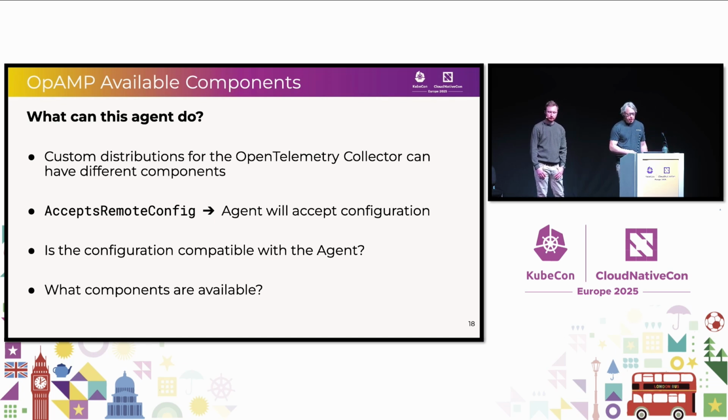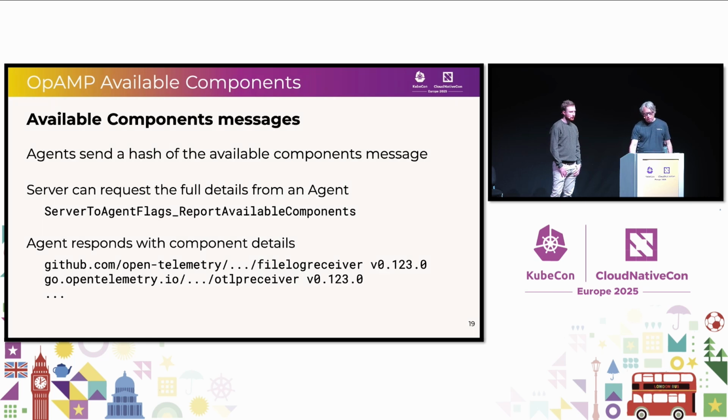We have a flag to indicate that the collector accepts remote configuration, but how do we know if a configuration is compatible with the agent? What components were included with the agent when it was built? On a message to the server, the agent sends a hash of the available components. And because the full list of components can be long, the server is required to set a flag on the response to request the full list of components. The agent will then respond with a full list.